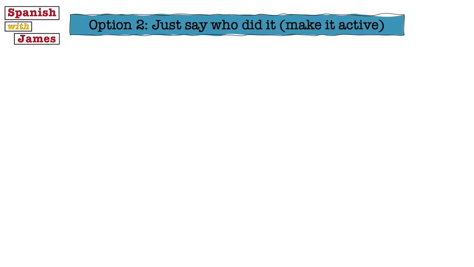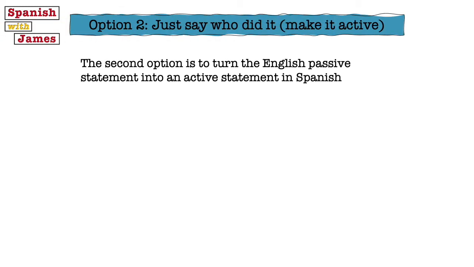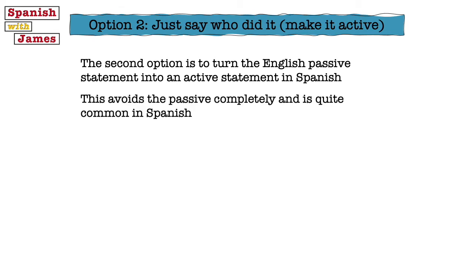Now the second option to deal with the passive is to just say who did it. And this second option basically takes an English passive statement and turns it into an active statement in Spanish. And this helps you to avoid the passive completely, and it's quite common to do this in Spanish. So in English, we might say something like the book was written by Cervantes in whatever year.